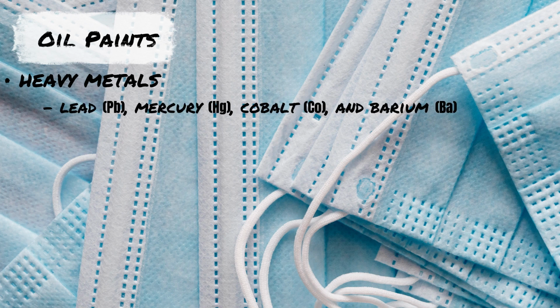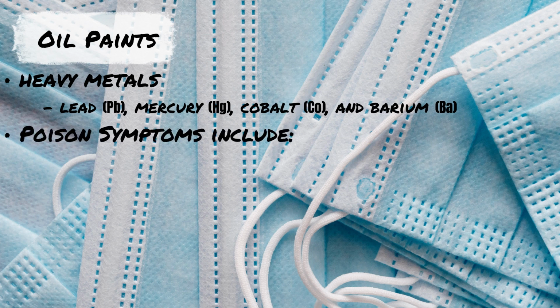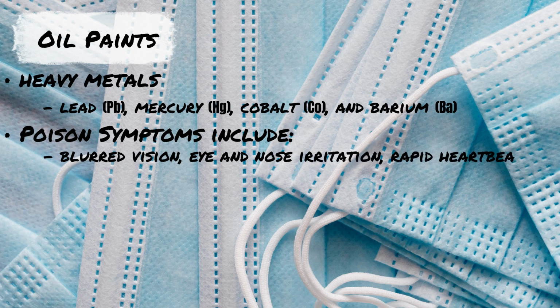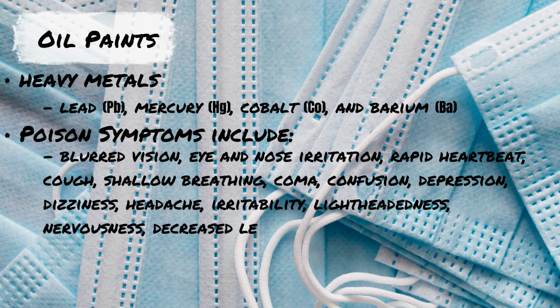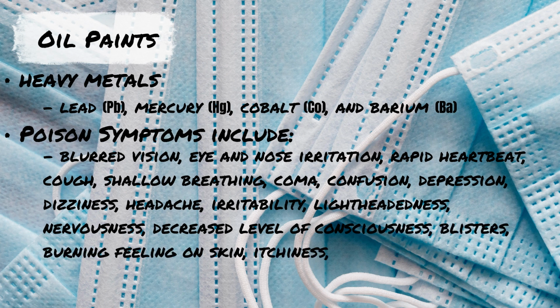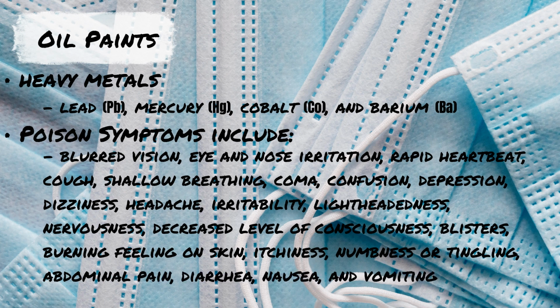Some oil paints can contain heavy metals such as lead, mercury, cobalt, and barium, which is a part of the pigments, and can lead to poisoning. Poison symptoms include, but are not limited to, blurred vision, eye and nose irritation, rapid heartbeat, cough, shallow breathing, coma, confusion, depression, dizziness, headache, irritability, lightheadedness, nervousness, decreased level of consciousness, blisters, burning feeling on skin, itchiness, numbness or tingling, abdominal pain, diarrhea, nausea, and vomiting.